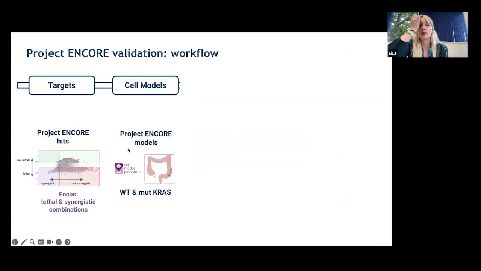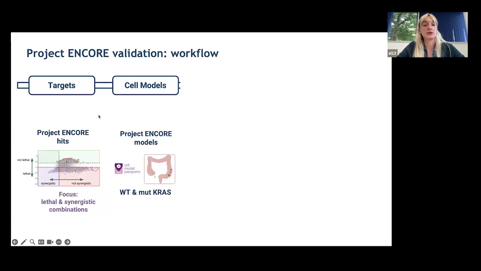So to show you the actual validation workflow, as I mentioned, we selected hits from the primary screen, and our biological question and what we wanted to focus on were combinations that were lethal and also exhibited synergy in the pooled CRISPR screen. And that just means, for those unfamiliar, that the combination of gene A and B has a greater effect than the additive effect of gene A plus gene B. So there's an additional effect happening once you knock out both together.